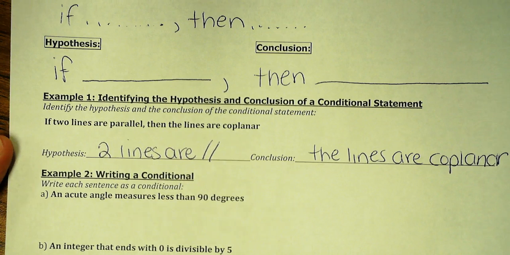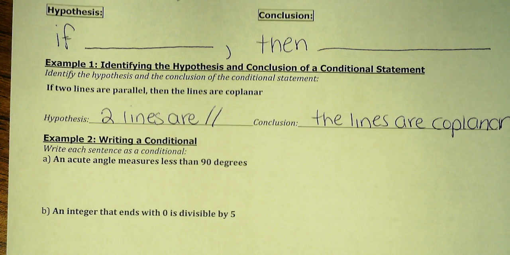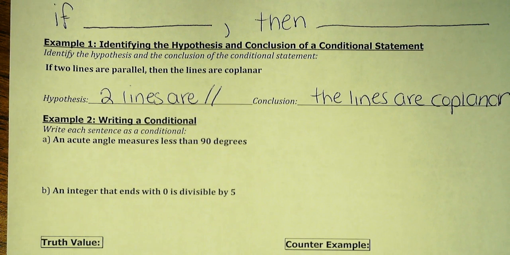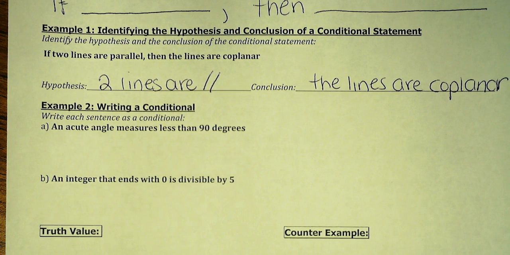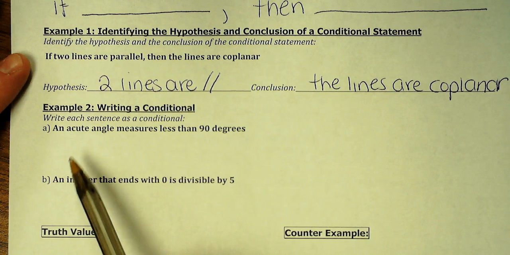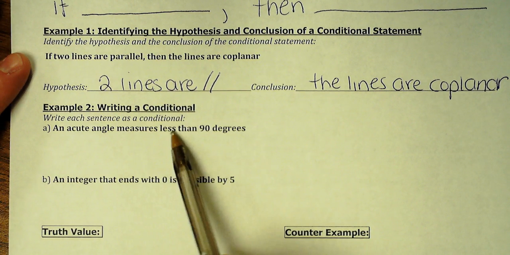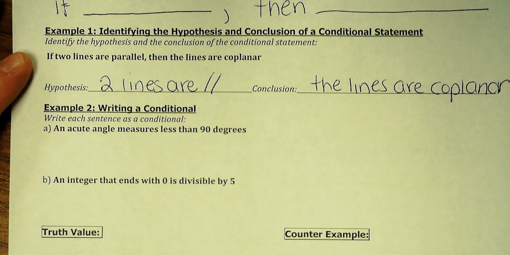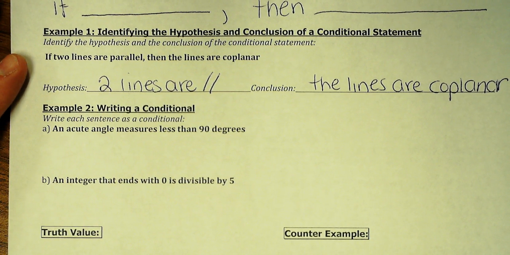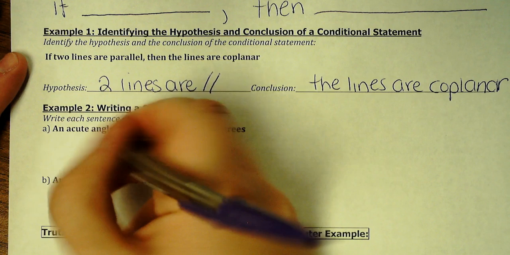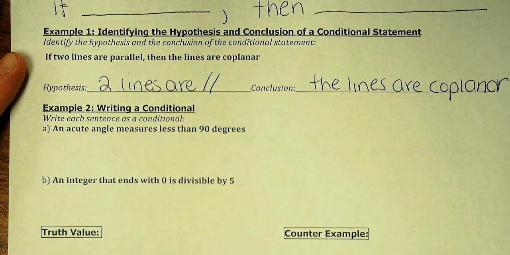All right, now what we're going to do in example 2 is take a statement and turn it into a conditional statement. There's a couple ways you could do this correctly. We could turn them around, so we're going to talk about that real quick. This just says an acute angle measures less than 90 degrees. So we're basically just changing the wording here to make this a condition.